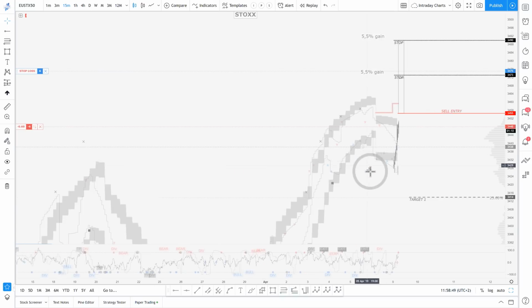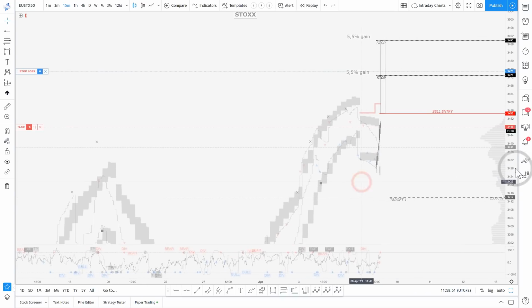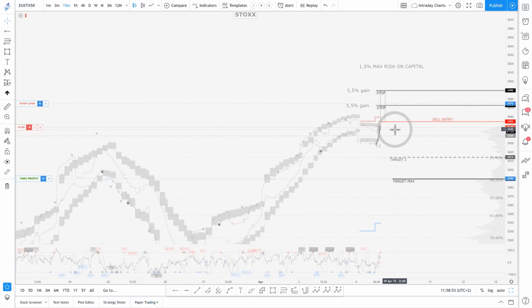That being said, I hope you guys have been learning quite something today. In terms of applying the strategy on an intraday basis, I think that's definitely the core information you absolutely need to know.